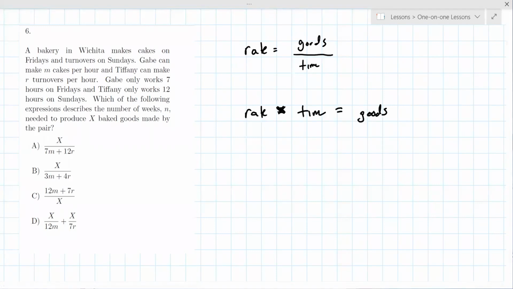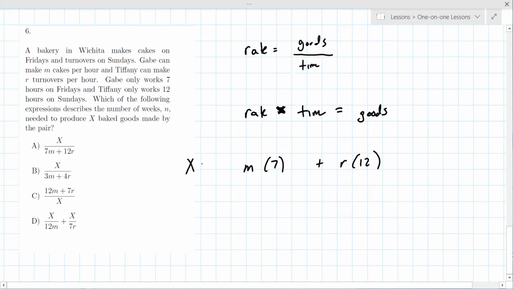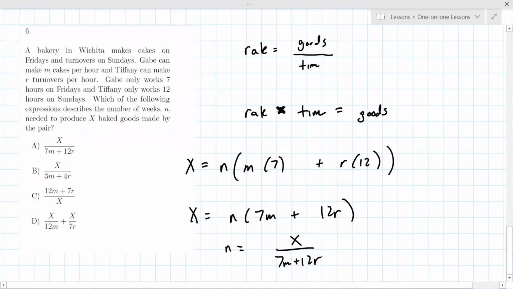Wouldn't it just be A? So Gabe makes M cakes per hour times 7, and Tiffany makes R turnovers per hour times 12. And then we want the number of baked goods in N weeks. So X is equal to N times 7M plus 12R. And then when you solve this for N, N equals X over 7M plus 12R. You will see some sort of a problem where they ask you to do something with rates in there.